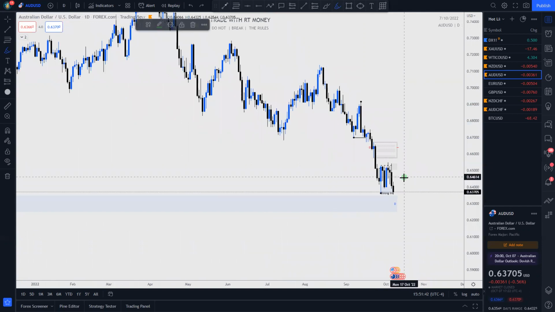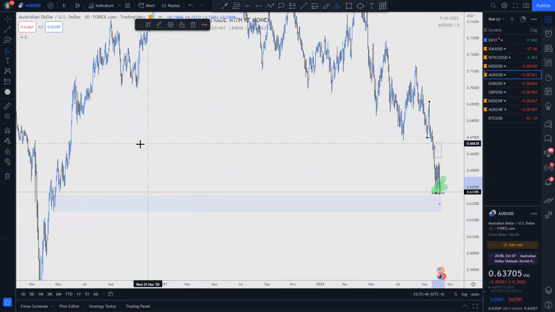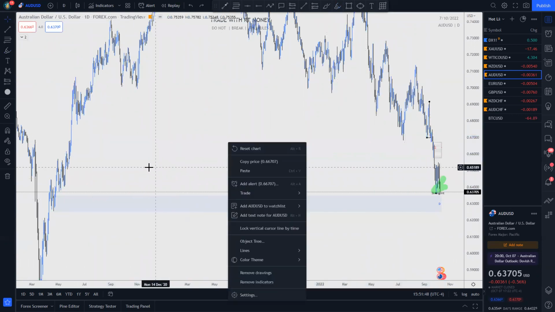And what are we coming to here? Let's look over here to the left. There's a demand zone here on the 4-hour.